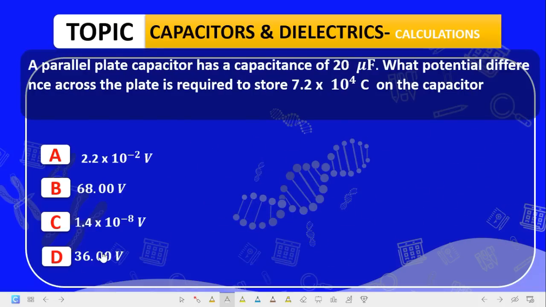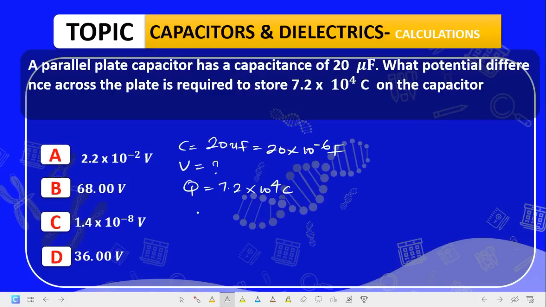Now, a parallel plate capacitor has a capacitance of 20 microfarad. It means C is 20 microfarad, which we can write as 20 times 10 raised to the power of minus 6 farad. What is the potential difference? You are asked to calculate V across the plates required to store a charge of 7.2 times 10 raised to the power of 4 coulomb on the capacitor.